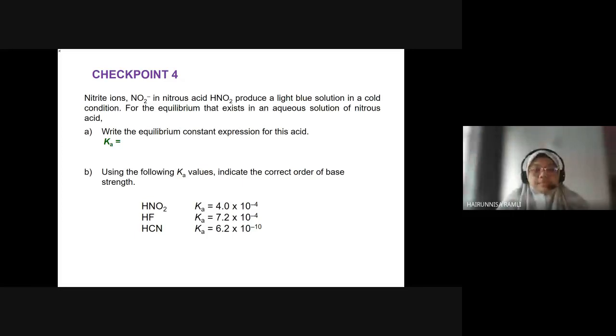Okay, cuba jawab je ni. Apa ni? Nitrous ion. Oh, dia nak equilibrium constant for this acid. Saya terlupa nak padam part ni. Ni jawapan sebenarnya. So of course lah, equilibrium constant expression for acid KA kan. Okay, cuba jawab dulu A dengan B.